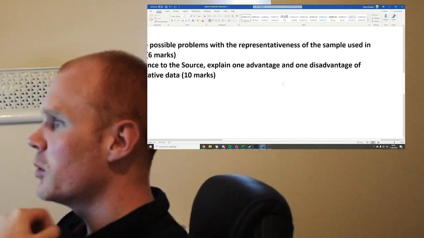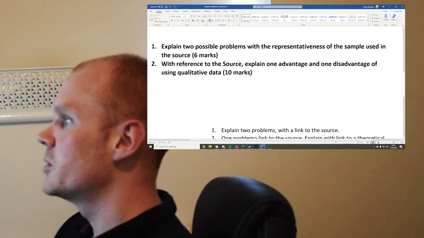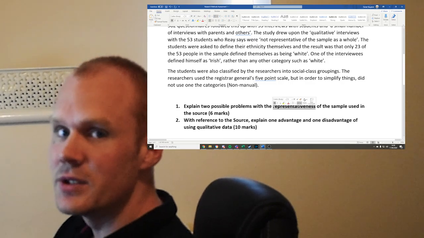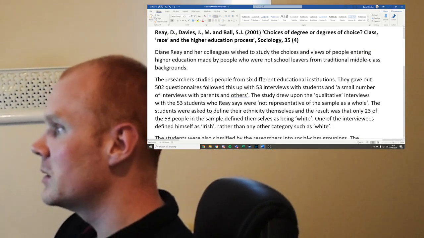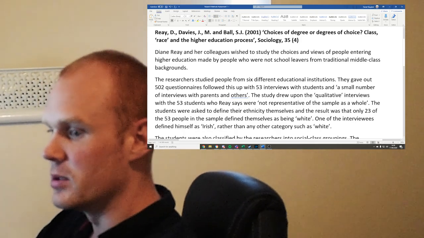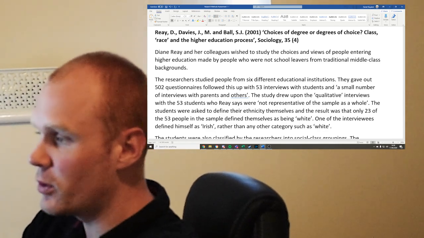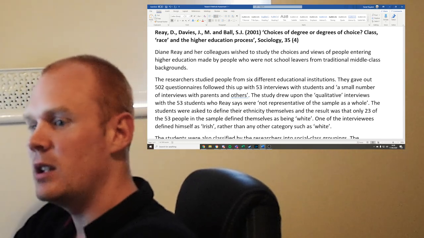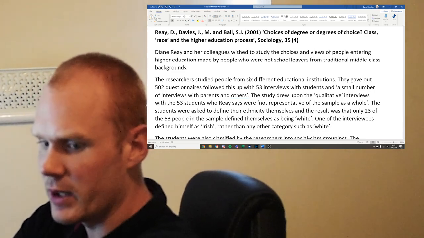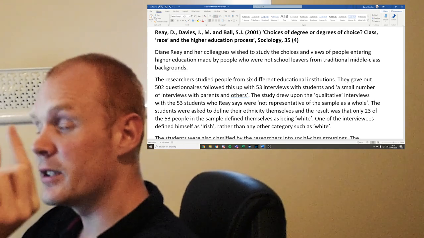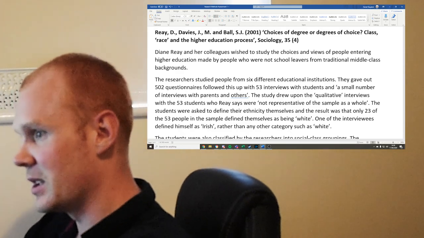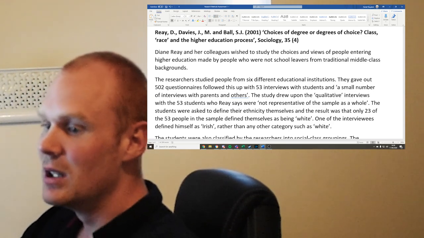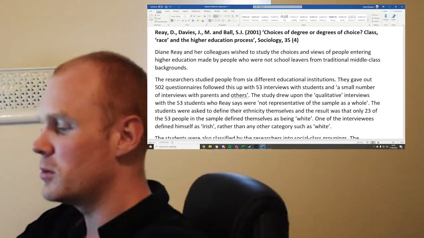Number one is really straightforward. It's identifying two possible problems with the representativeness of the sample used in the source. So we first have to remind ourselves what representativeness means. Representativeness means how well your sample represents your target population. Can you generalize across your entire group that you want to study using the sample that you've drawn? For example, if I was to study how well you were enjoying lockdown, or the YouTube lessons, and I only asked one of you and took their opinion to represent the entirety, that would be a terrible study, and it'd be shot down.